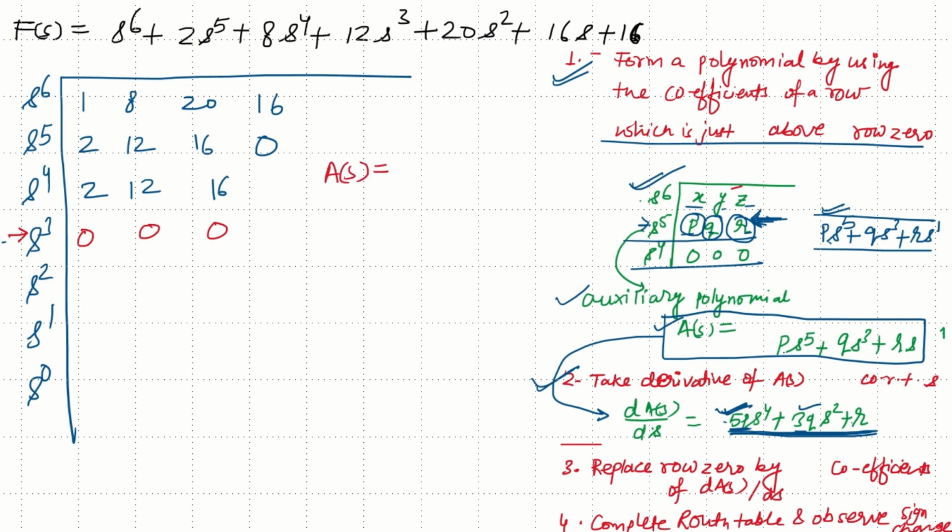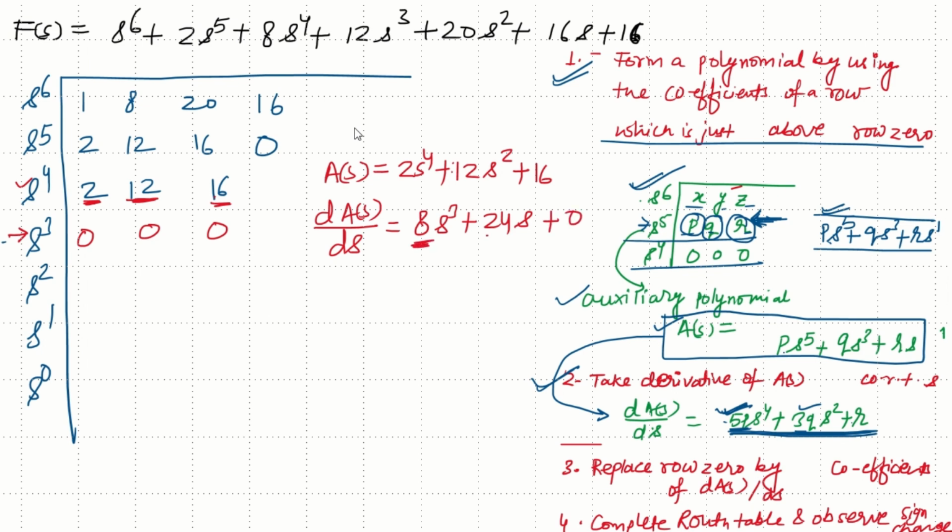The auxiliary polynomial comes out to be 2 multiplied by the highest power, which is s to power 4, plus 12 multiplied by the next alternate power, which is s square, so 12 s to power 2, plus next is 16. 16 will be multiplied by s to power 0, which is 1. So this is the auxiliary polynomial for this question. Now we will differentiate this auxiliary polynomial with respect to s. So this will be 8s cube plus 24s plus 0.